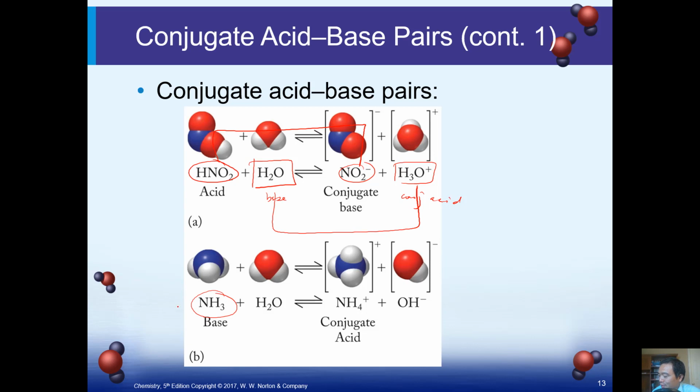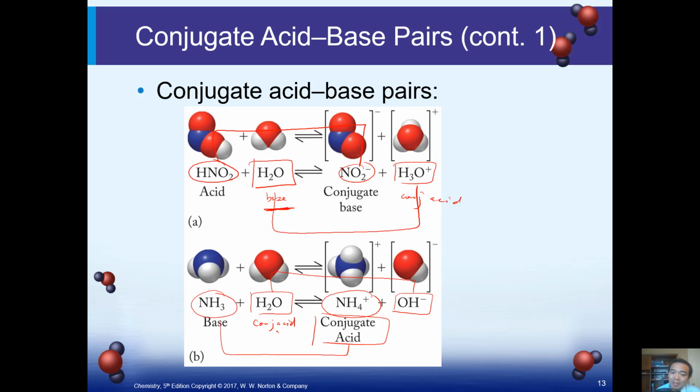Base serves as proton acceptor. So after you accept the proton, you become conjugate acid. So this is conjugate acid base pair. Then for water, it's also conjugate acid base pair with the hydroxide. Okay, you might have noticed at the top, water serves as the conjugate base, and at the bottom, actually here, it serves as the conjugate acid.